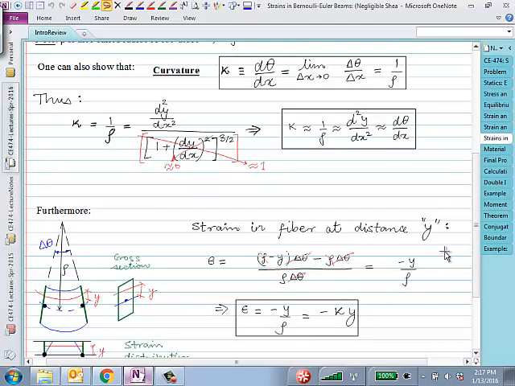And essentially, this is where the logic comes from: the variation of the strain across the cross section is linear. If the variation of the strain is linear, the variation of the stress ends up being linear for linear elastic materials.